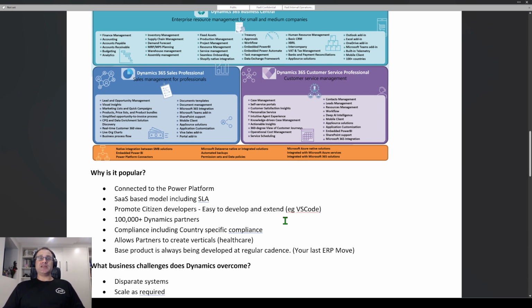The base product is always being developed at a regular cadence. So I like to say this is your last ERP move, and ERP means Enterprise Resource Planning. If you're not sure of that acronym, it basically means a finance system on steroids. The base product being developed at a regular cadence means that Microsoft, every so often and quite regularly, update the base product. So people that invest in the Dynamics platform are never on an old version.